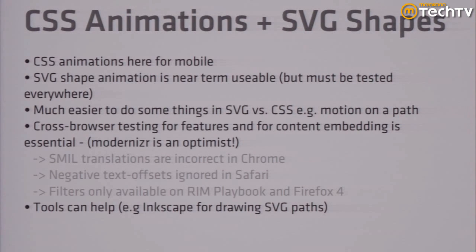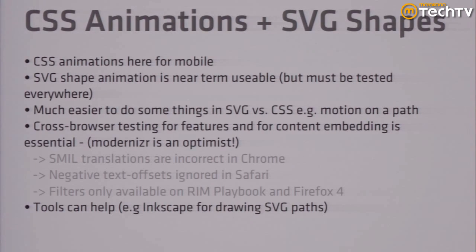Okay. So the summary is that CSS Animations are here. SVG shape animation is near-term usable. You really do need to test it everywhere if you're going to use SMIL. It's easier to do things in SVG like motion on a path versus CSS. You really have to do a lot of cross-browser testing.